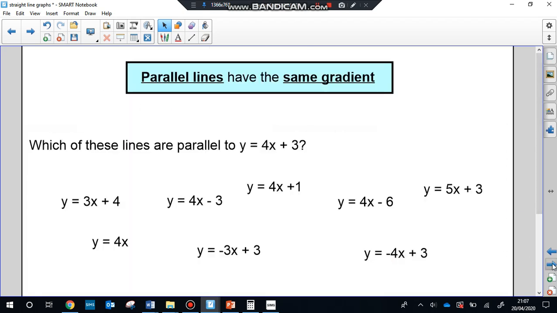So what we need to notice is that parallel lines have the same gradient, and that's quite a key point to understand. So make sure that goes in your notes somewhere and highlight it or box it, something you need to learn. So when you've done that, have a pause and tell me which of the lines I've written here are parallel to y equals 4x plus 3.